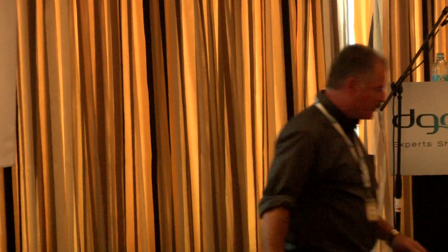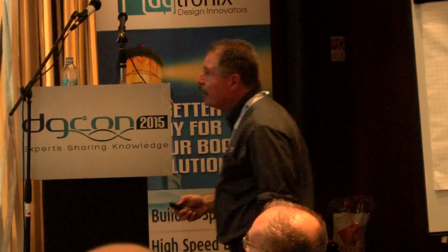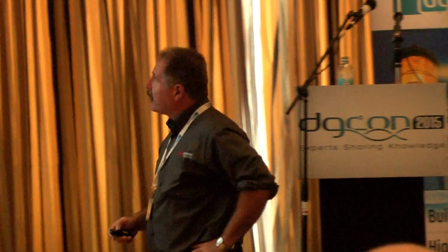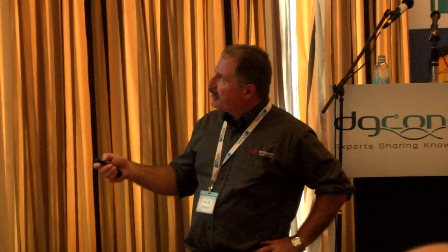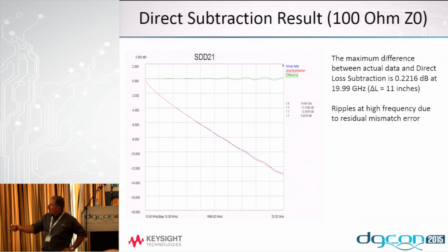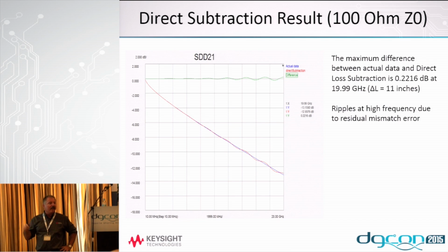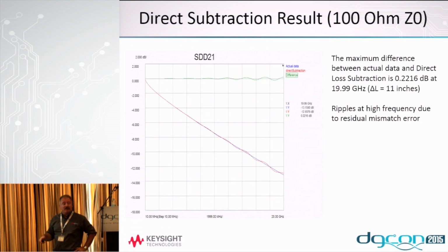So this is the first set of data. Direct subtraction at 100 ohms. You can see that this method, when we put them on a comparison for differential insertion loss, there's more difference. There's ripple at the higher frequencies here. And we found that this was due to the residual mismatch inside the structures. So the direct subtraction was sensitive to this type of mismatch. This is not a good thing for the algorithm. We'd like to have something insensitive to this mismatch.